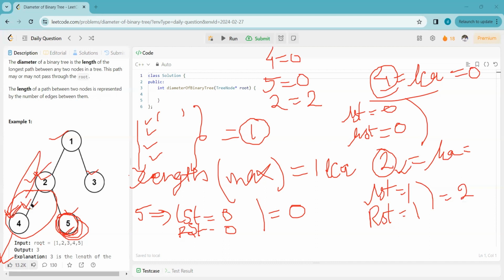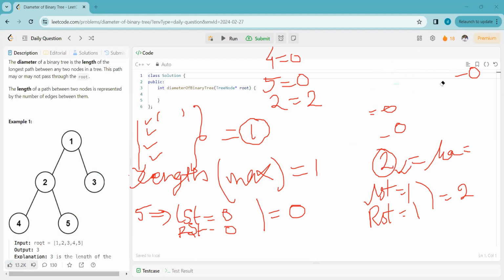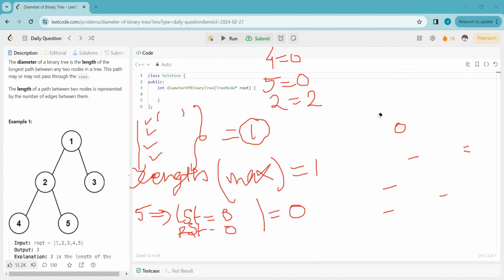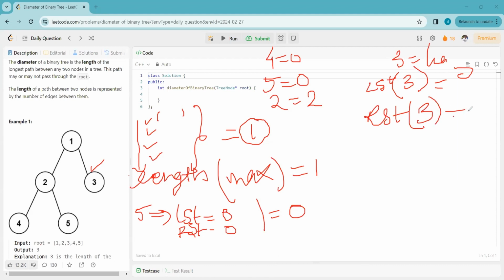Now, let's take 3 as a lowest common ancestor. If 3 is our lowest common ancestor, then in the left subtree of 3, we can see the maximum height of any node is 0. In the right subtree of node 3, the maximum height is also 0. That means for any pair of nodes which contains 3 as the lowest common ancestor, the length will be 0. So for 3 also it is 0.